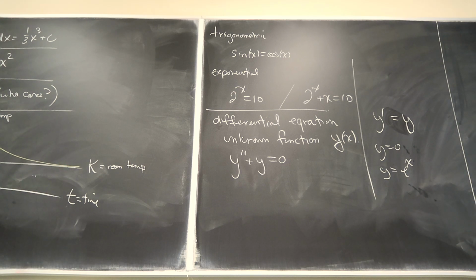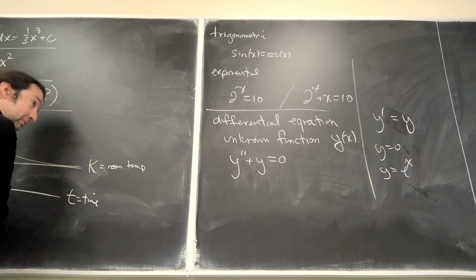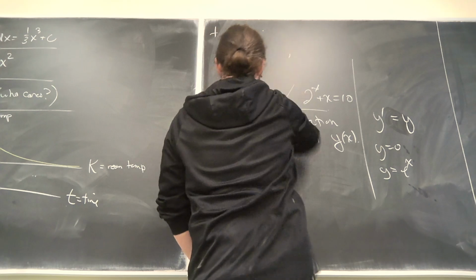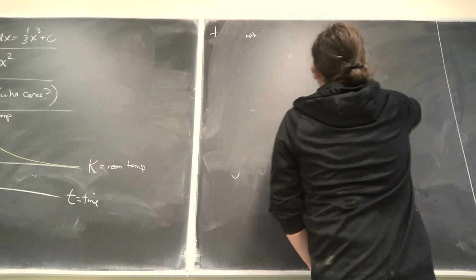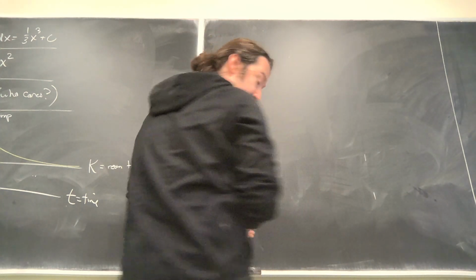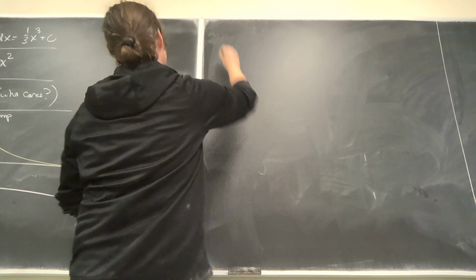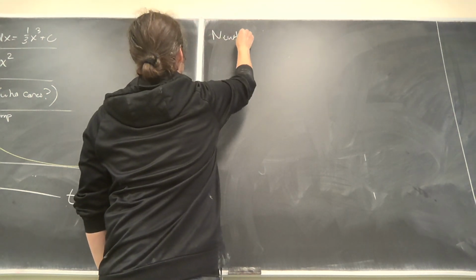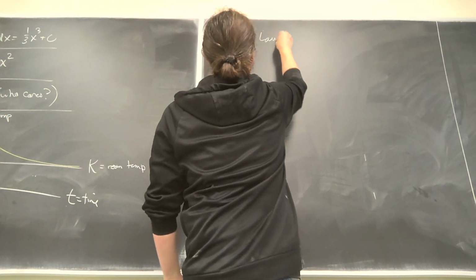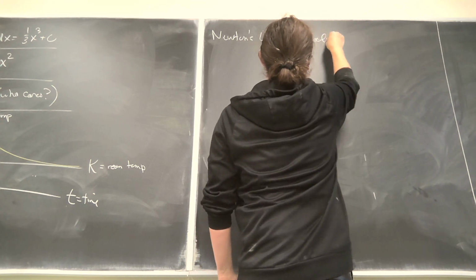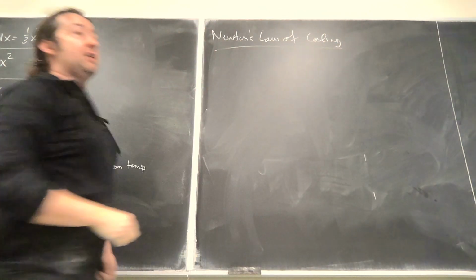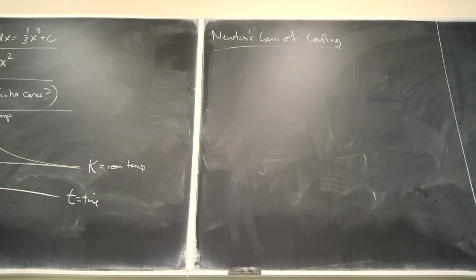Well, I'm talking about rates of change, and that suggests maybe derivatives are involved, right? If I talk about how fast something is cooling, I'm talking about a rate of change of cooling. So Newton, the famous one, came up with something that he called, well, he probably didn't call it this, but we do, Newton's law of cooling. And Newton's law of cooling is a physical observation. It's not a mathematical statement yet.